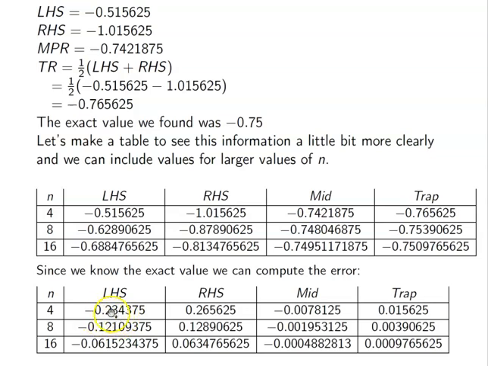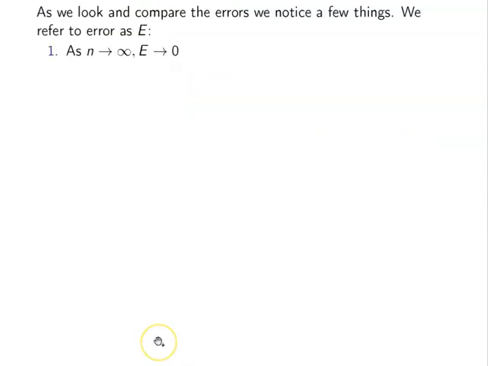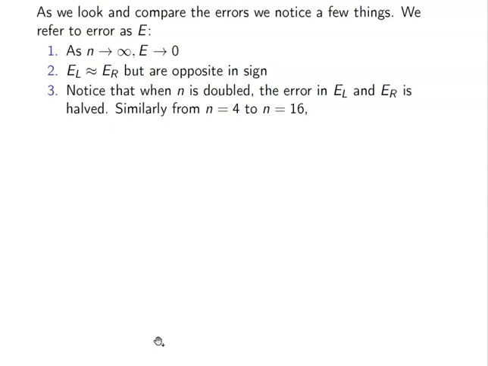So I started with 0.23. Just about half of that is 0.12. Just about half of that is 0.06. Same thing here: 0.26, just about half of that is 0.13. Then at 128, half of that is 0.06, so half of the 0.12. So they're approximately equal, opposite in sign, and every time I double up, my error basically halves. That's a good thing to understand.